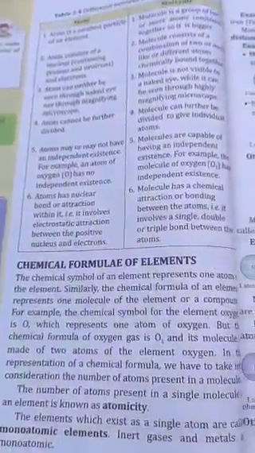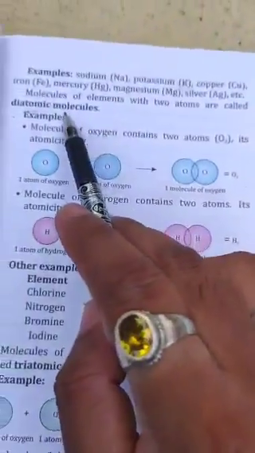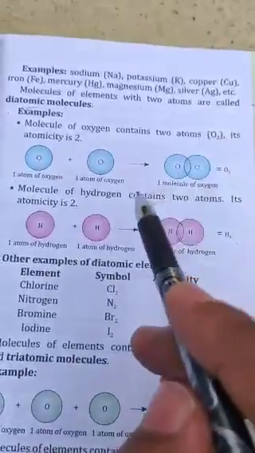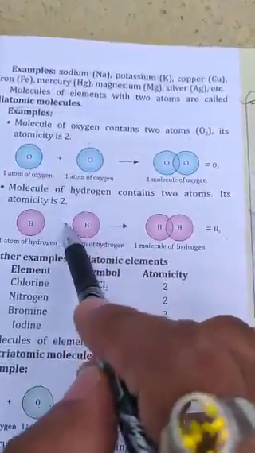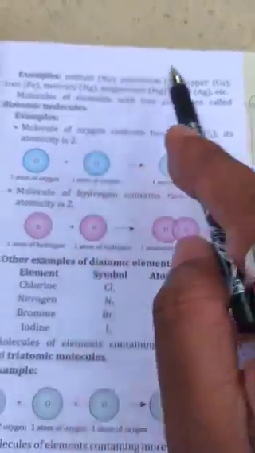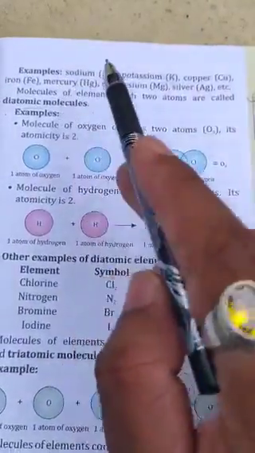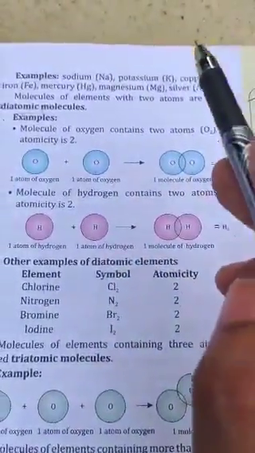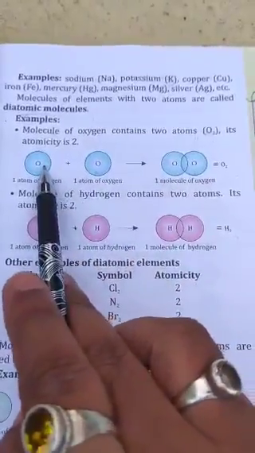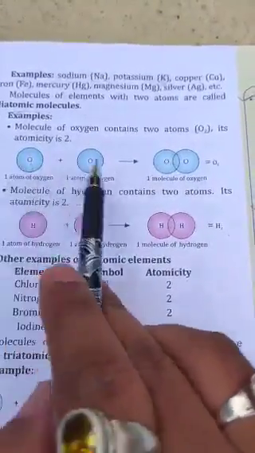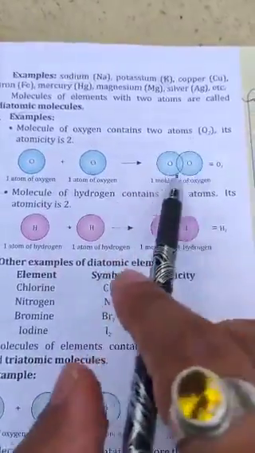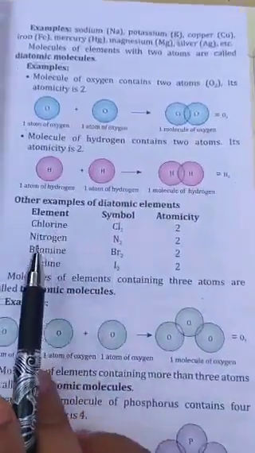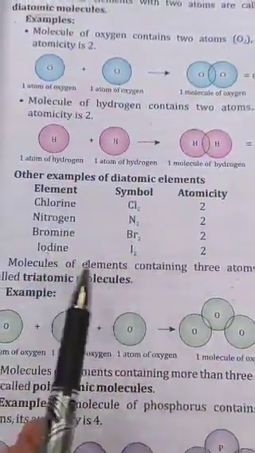Similarly, diatomic. Diatomic means molecules of an element with two atoms. That is O2, oxygen, hydrogen; they are diatomic. But what are monoatomic? Only single atoms: sodium, potassium, copper, iron. They are monoatomic because they consist of only one atom. These are diatomic: one oxygen and another oxygen, two oxygen atoms combine to form an oxygen molecule, which is called diatomic. Similarly hydrogen. Other examples written here: chlorine, nitrogen, bromine, iodine also.